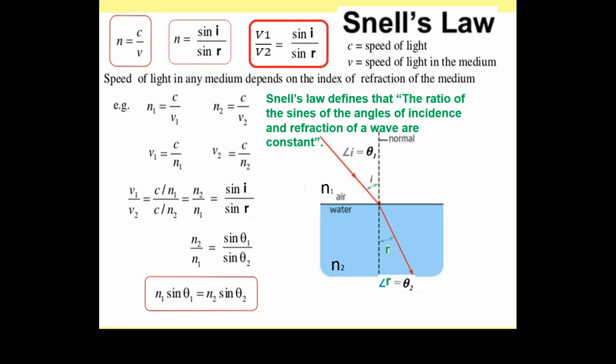Then that is also equal to sin A by sin R, because we are getting v1 by v2 is equal to sin A by sin R, because we are comparing the speeds with respect to the sine of the angle. Therefore, by solving, what we get is n2 by n1 is equal to sin theta 1 by sin theta 2, because the angle of incidence is theta 1 and the angle of refraction is theta 2. And the final equation is n1 sin theta 1 is equal to n2 sin theta 2.